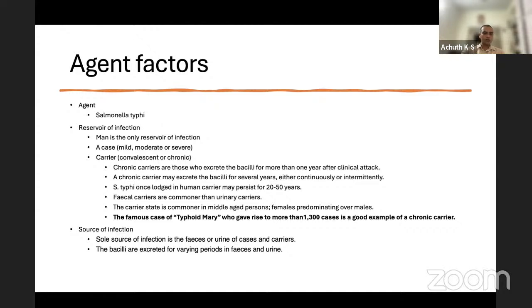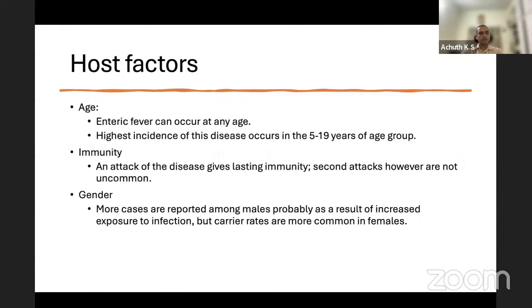Source of infection: the sole source of infection is the feces or urine of cases and carriers. The bacilli are excreted for varying periods in feces and urine. The host factors include that it can occur at any age. Highest incidence usually occurs in the 5 to 19 years age group. It gives lasting immunity, but there is no evidence that second attacks cannot happen. More cases are reported in males, basically because of increased exposure to infection, and carrier rates are more common in females.